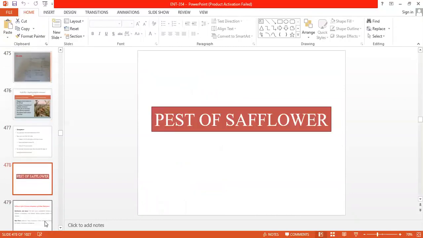So this is all about the pests of sesamum: gallfly, sesamum leaf-eating caterpillar, or teal hawk moth, or sphinx caterpillar, or deadhead moth. The next important crop is safflower, and its pests. In which season is this crop taken?